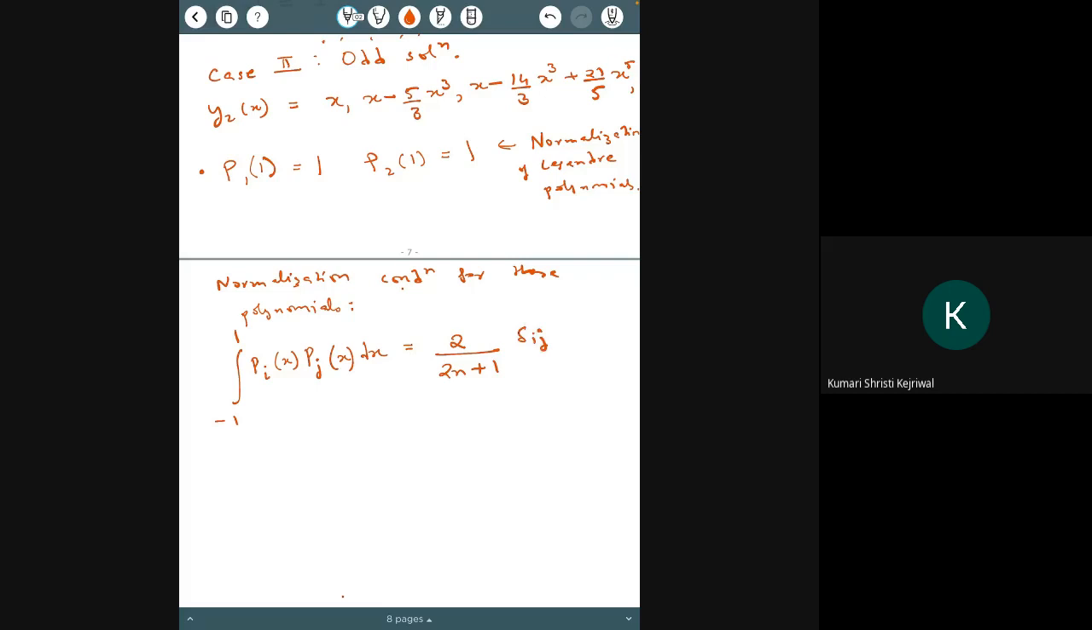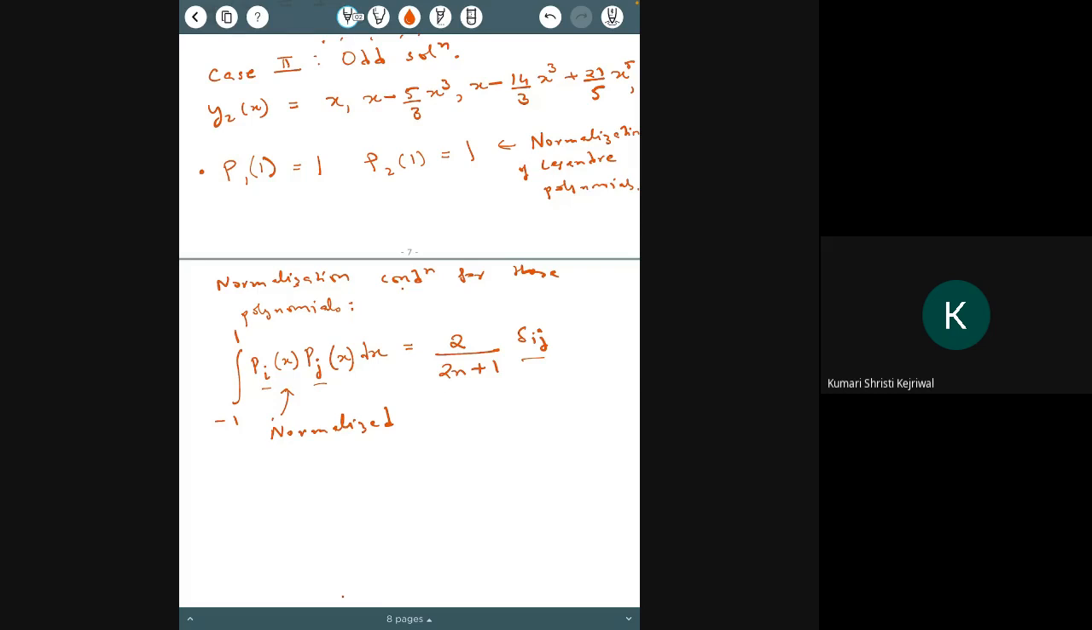So the normalized Legendre polynomials should obey this normalization condition. If the two Legendre polynomials are different, corresponding to different values of n, then they will be orthogonal because of the delta function. And if they are the same, their overlap will be 2 by 2n plus 1.